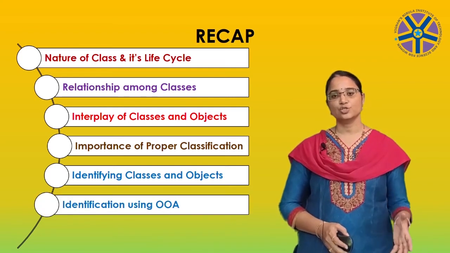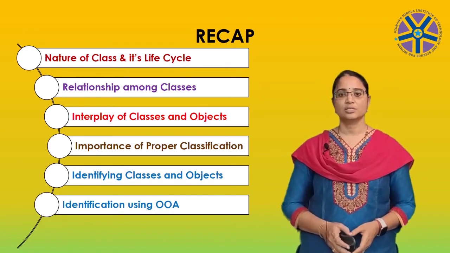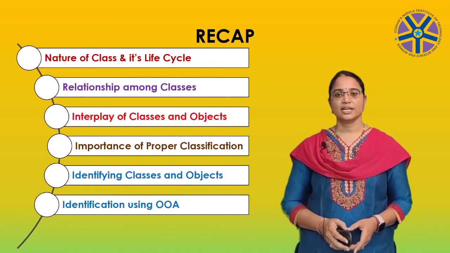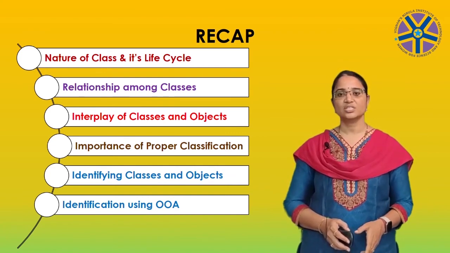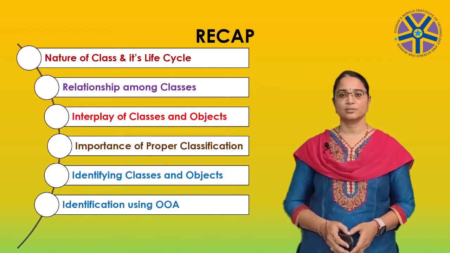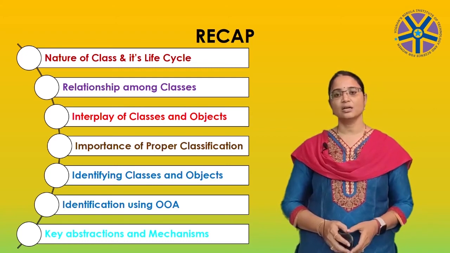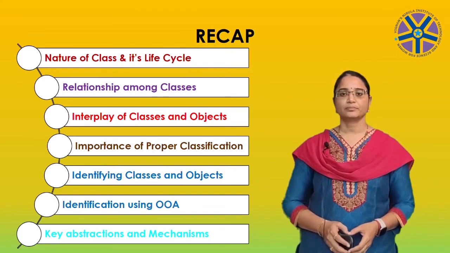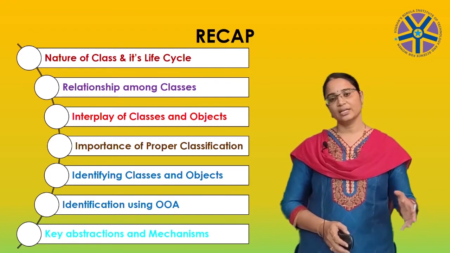And coming to the next one, how you identify the classes and objects by using object-oriented analysis. Here we have seen 6 approaches. First one is the classical approach, second is behavioral analysis, third is domain analysis, fourth is use case analysis, fifth is CRC cards, and sixth is structured analysis. And next we have seen the key abstractions and mechanisms. In this we have seen how to identify the key abstractions. And in this unit we have entirely covered objects and classes.